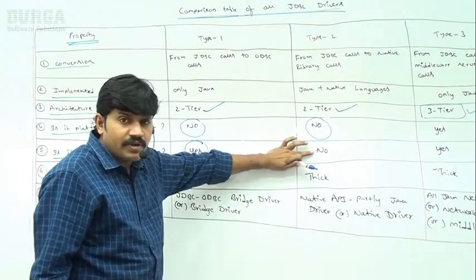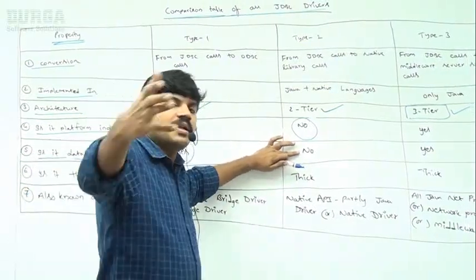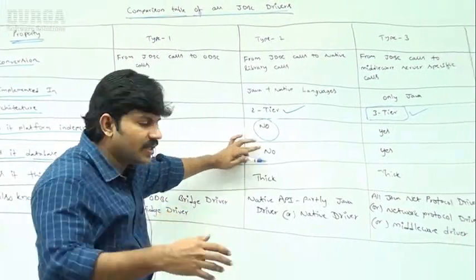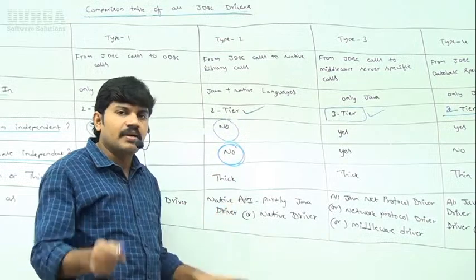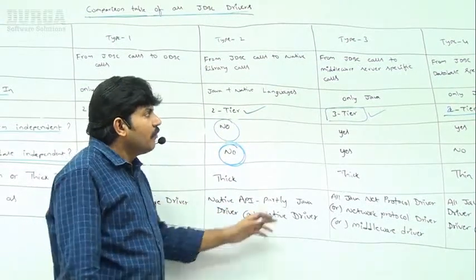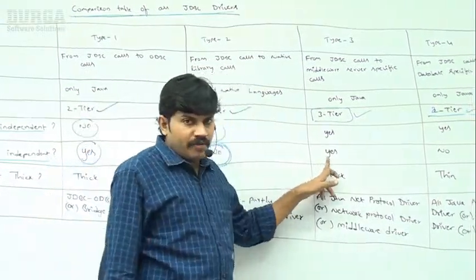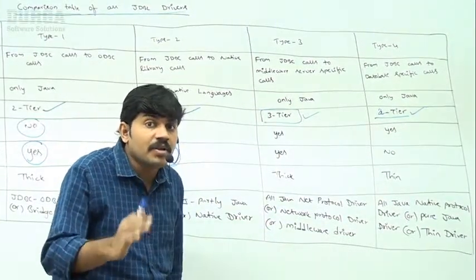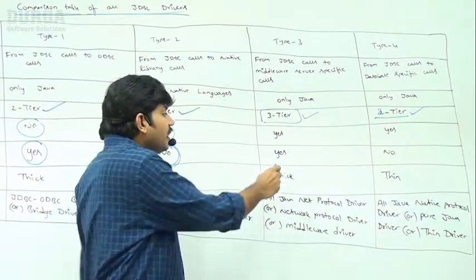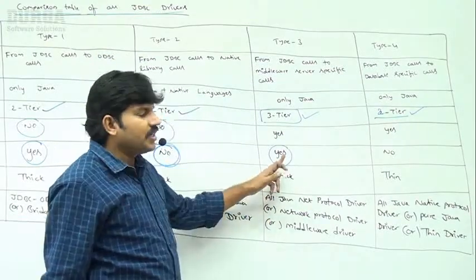But type 2 driver internally uses database specific native libraries. That's why it is not database independent. It is database dependent only. But what about type 3, sir? Type 3 driver never communicates directly with the database. Internally, the middleware server takes care. That's why it is database independent.